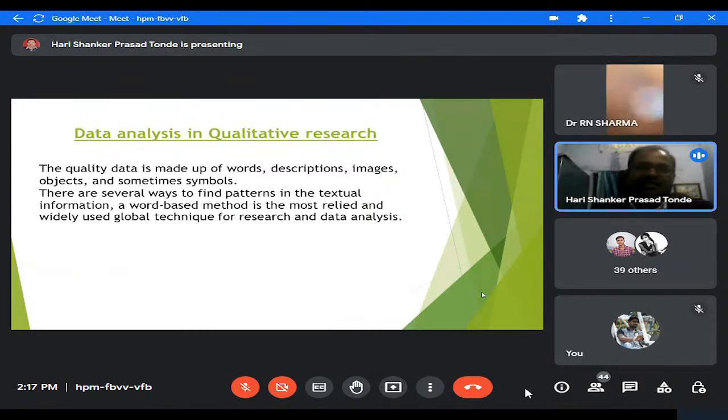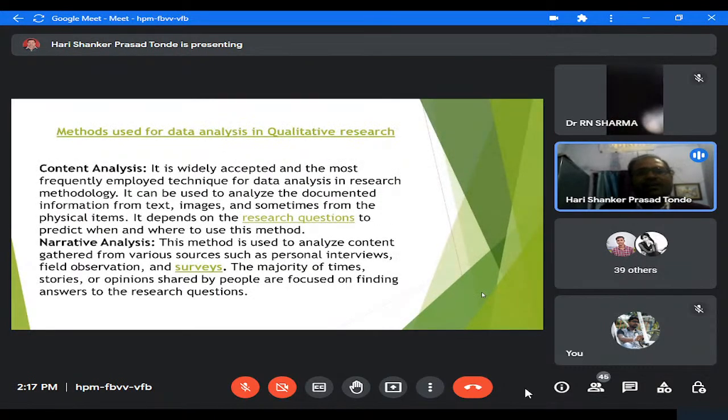Qualitative data is made up of words, descriptions, images, objects, and sometimes symbols. There are several ways to find patterns in textual information. A word-based method is the most relied upon and widely used global technique for research and data analysis. So these are the methods of qualitative research. Content analysis is one of them. What is content analysis? Why?